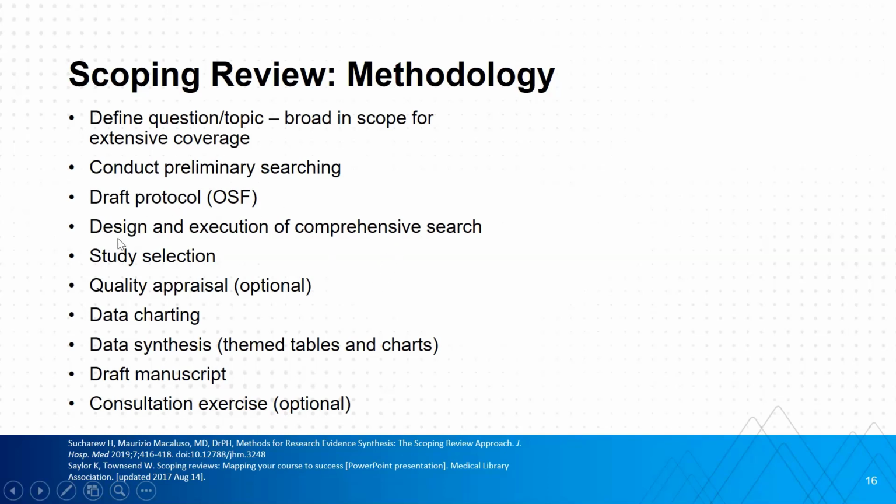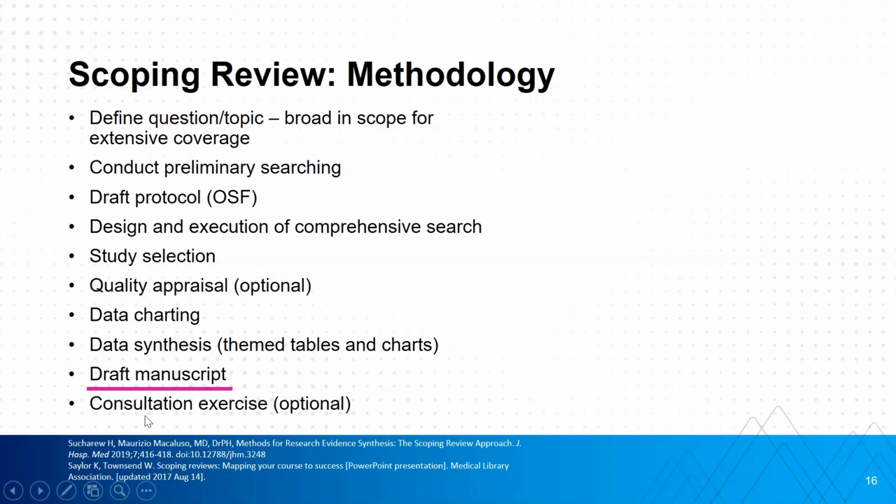And you can see these are all pretty similar to what I just went over with the systematic review. The quality appraisal is optional depending on what you're looking at. Data extraction is called charting because you're looking at a chart basically. In a scoping review, your synthesis is generally going to be theme tables and charts because you will look at the themes that come out of your scoping review.